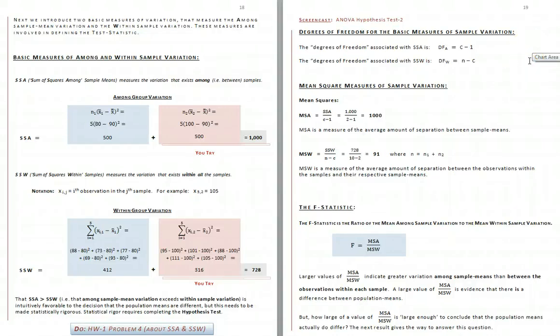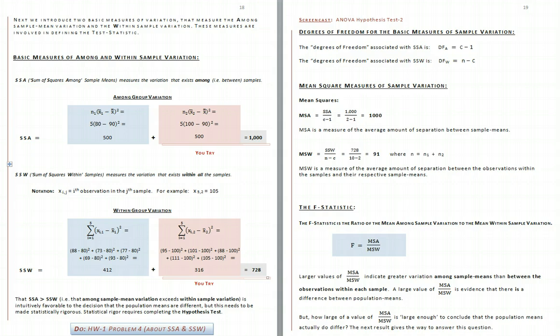This screencast continues our journey through the one-way analysis of variance hypothesis test. We're working through step 4 and developing the definition of the test statistic, MSA over MSW. In the previous screencast, we developed two measures of variation, SSA, measuring the variation between sample means, and SSW, measuring the variation within samples.